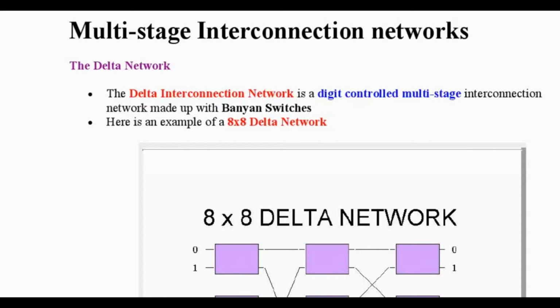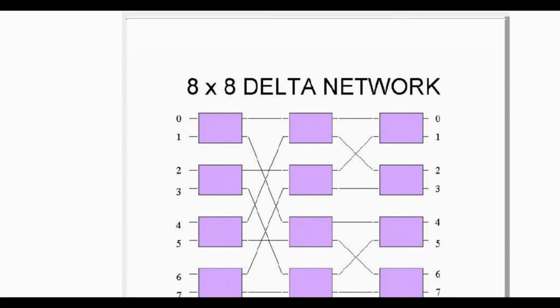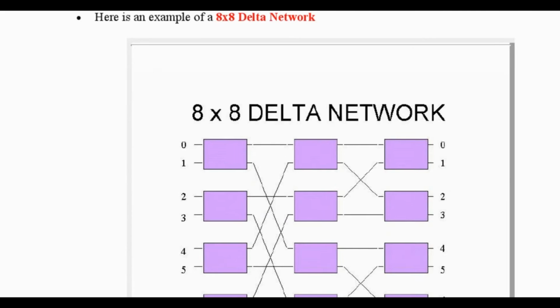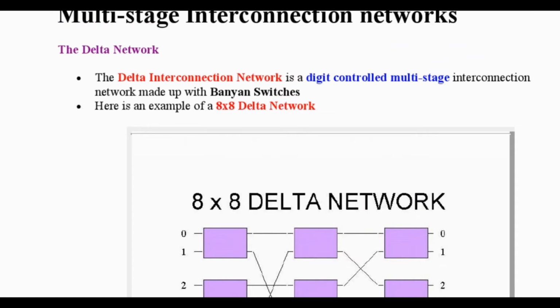So in this tutorial we are going to learn about multi-stage interconnection network. So here you have an example of a multi-stage interconnection network. It's called delta network. But before diving deeper, let's just look at the statements.